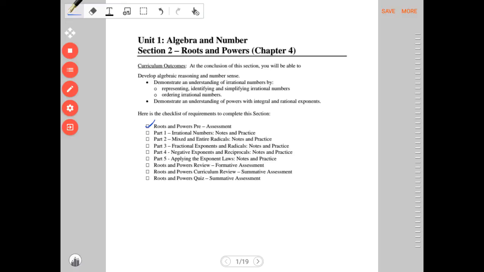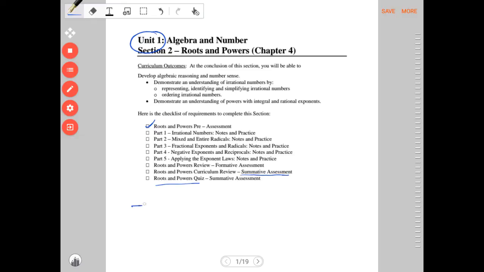Okay, so after the pre-assessment, there are 5 parts to this particular chapter, and then the same format as before. You'll have a formative assessment, kind of a powers and roots review. Then you'll have a roots and powers curriculum review. That's the summative assessment. That's the one that counts for marks. And then you will have a powers and roots quiz. Okay, so that is just on chapter 4. That will end unit 1.